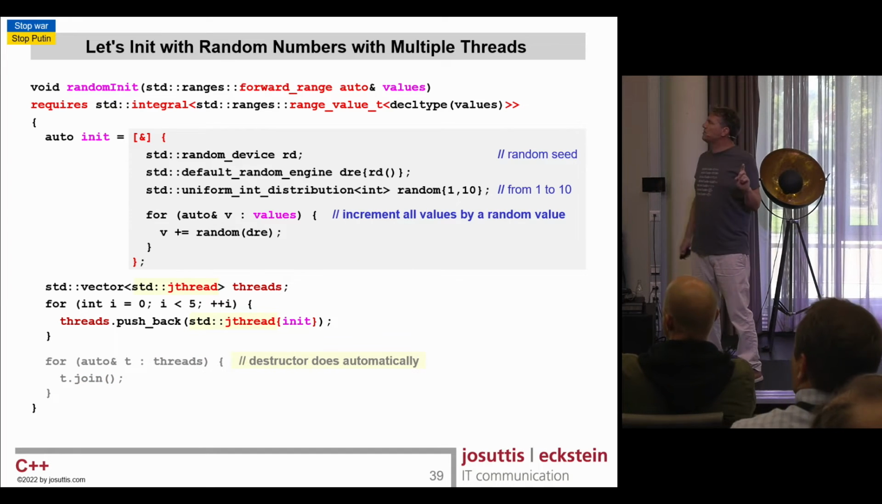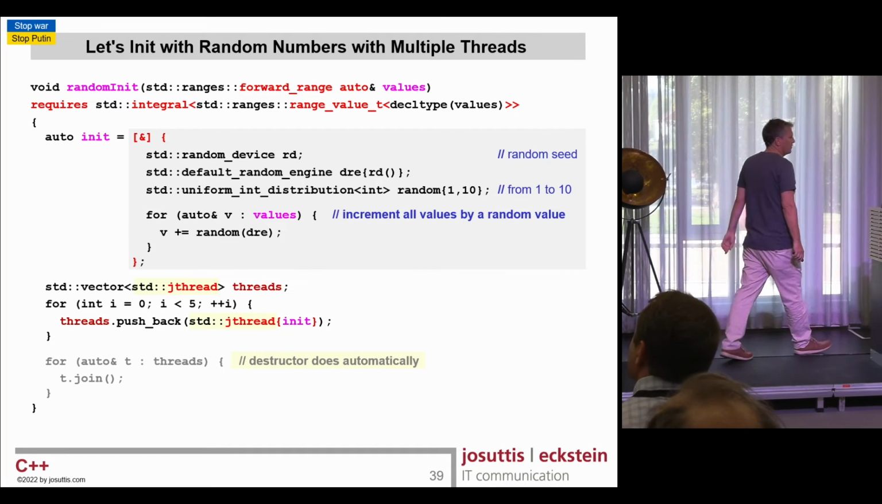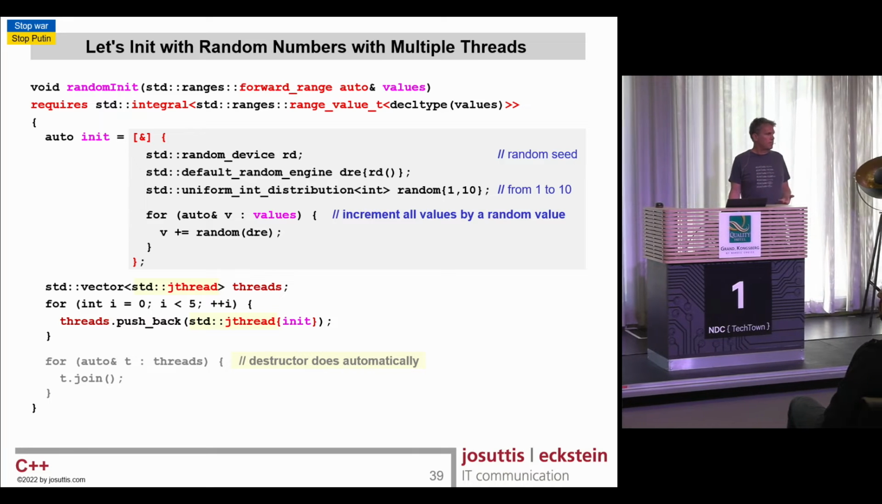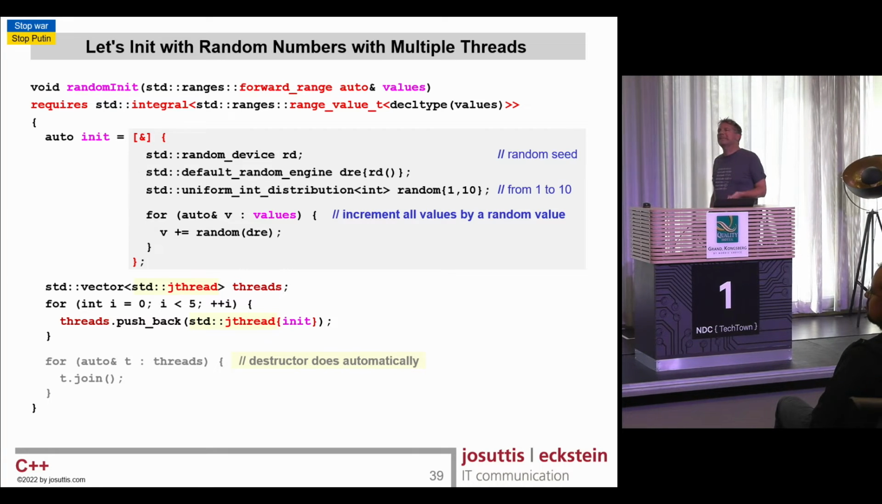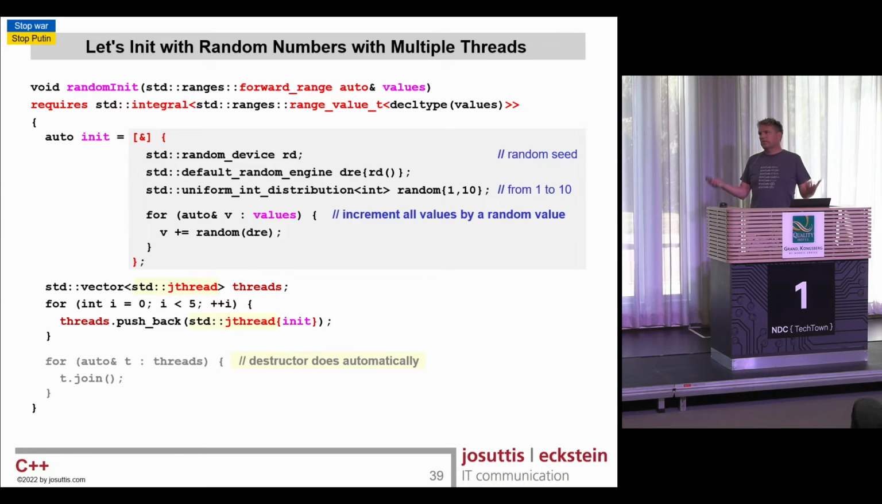First thing is use jthread. That's a new thread type in C++20. The j stands for joining. The destructor will automatically join if you haven't done it yet. So that means this code has become more exception safe.